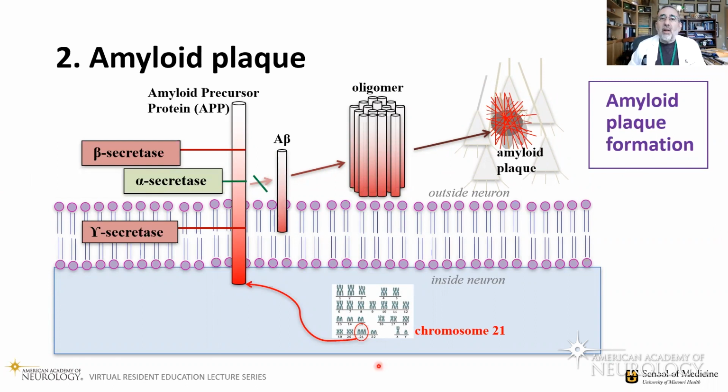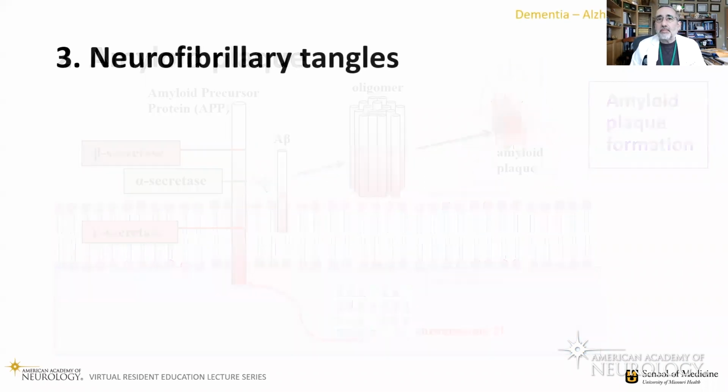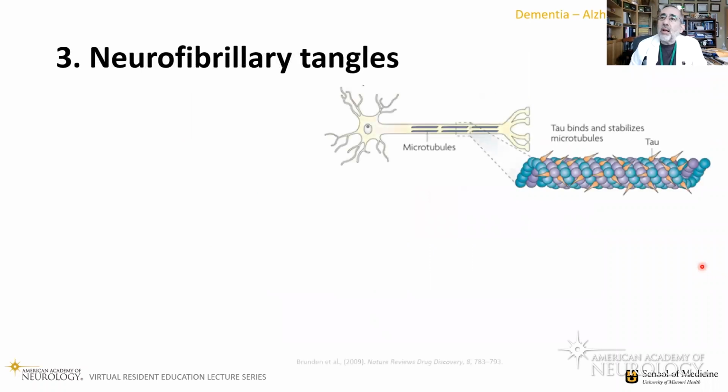There is a good role player, an alpha secretase, which splices this amyloid precursor protein in a way that prevents the formation of this monofibril and therefore the oligomers in the amyloid plaque. And people who express this enzyme more get amyloid plaque less and have Alzheimer's disease less. And the third part of the neuropathology is neurofibrillary tangles.